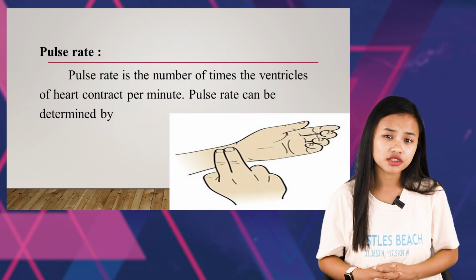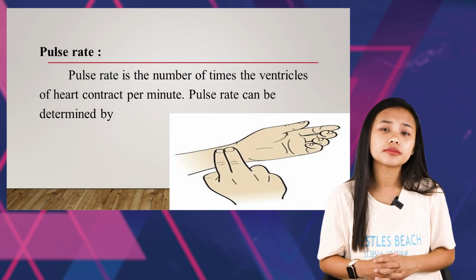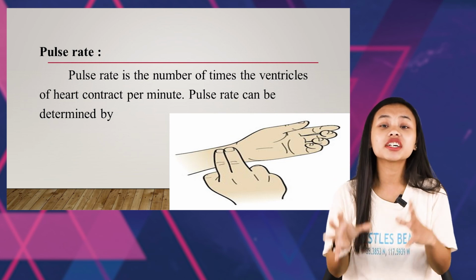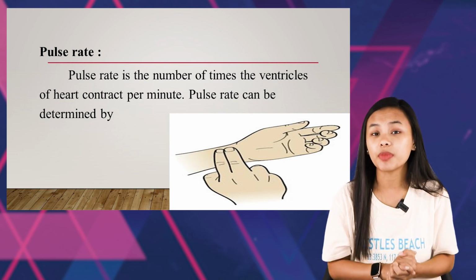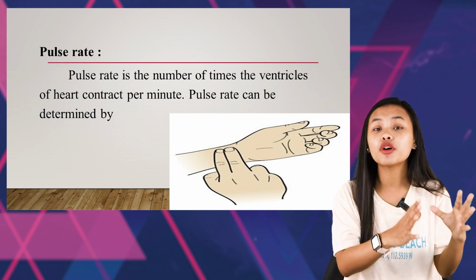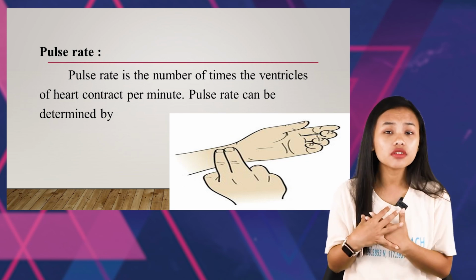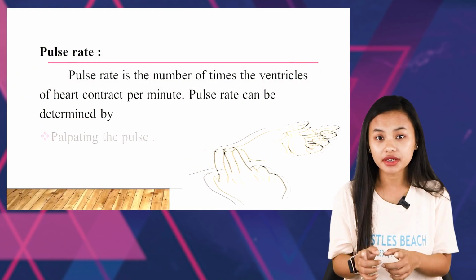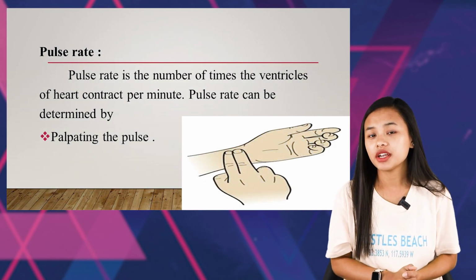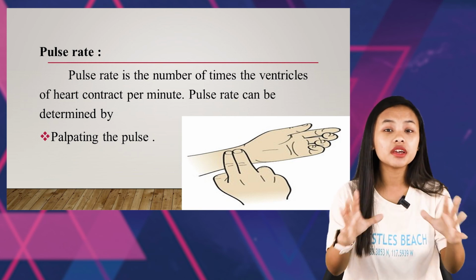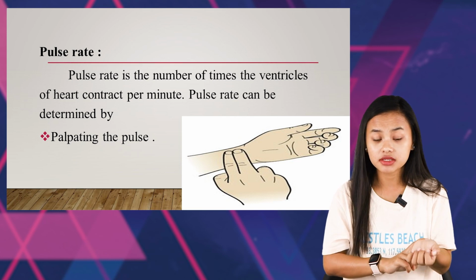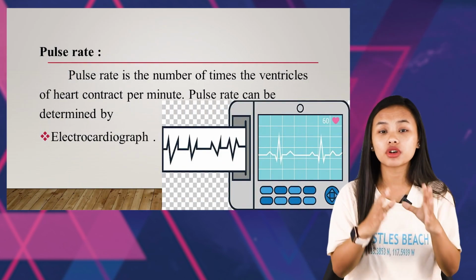So talking about pulse rate, what do you mean by pulse rate? It is the number of times the ventricles of the heart contract per minute. So pulse rate is defined as the number of times that the ventricles of the heart will be contracting per minute. So how will you be able to determine this pulse rate? You will be able to determine this pulse rate by palpating the pulse and also through electrocardiography.